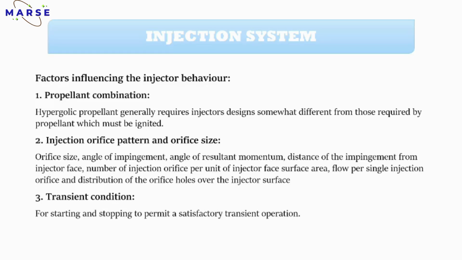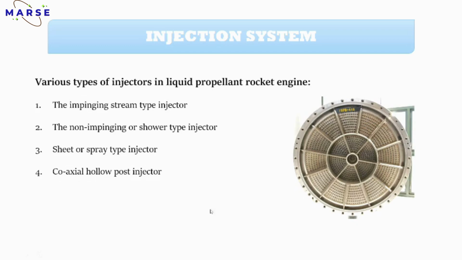Second one is the injection orifice pattern and the orifice size. This is the orifice pattern. Each and every injector has a different type of orifice pattern, then the impinging angle and types of impinging.